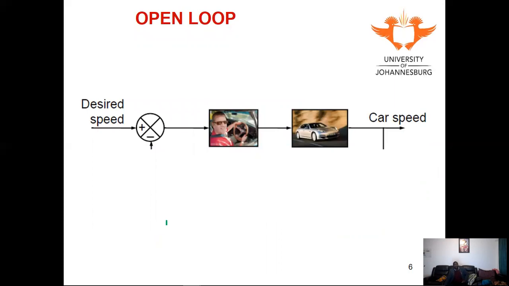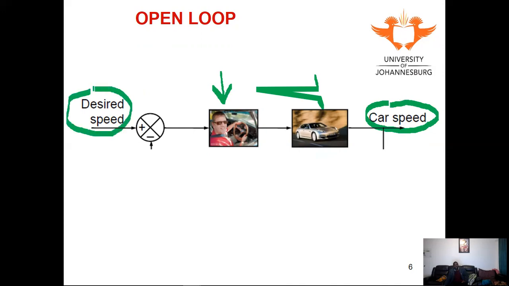Now, the system shown here is a system. So you look at that, there is a human being involved, it's part of the system. There is a car, and there is a parameter, which is the car speed, and another parameter, which is the desired speed. So the whole activity here is a control system.